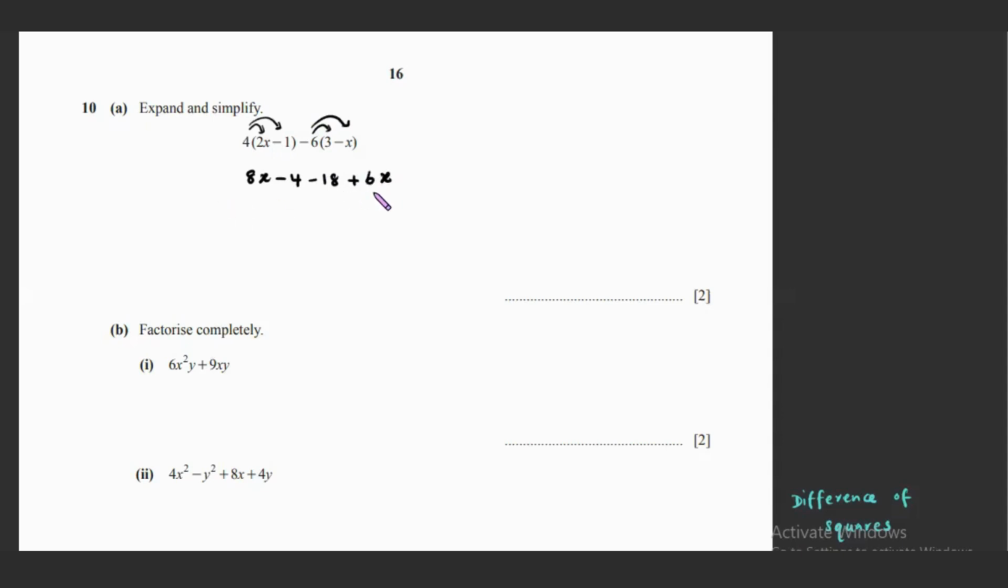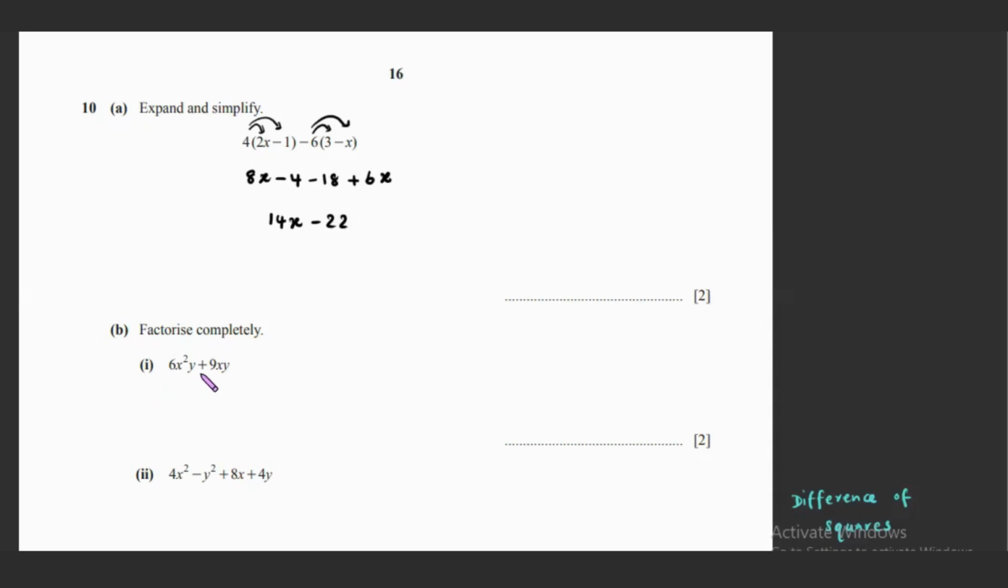Now I need to combine all the like terms. 8x plus 6x is equal to 14x. Minus 4 and minus 18 is equal to minus 22. So this is what I get. Then the second part of the question is to factorize completely.